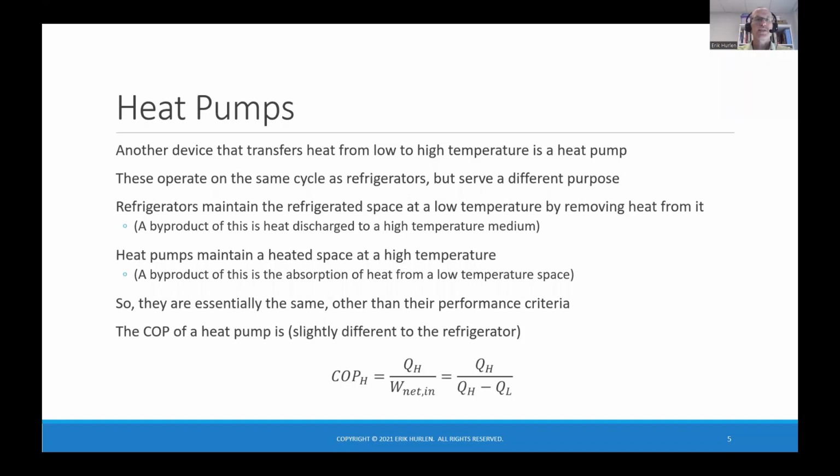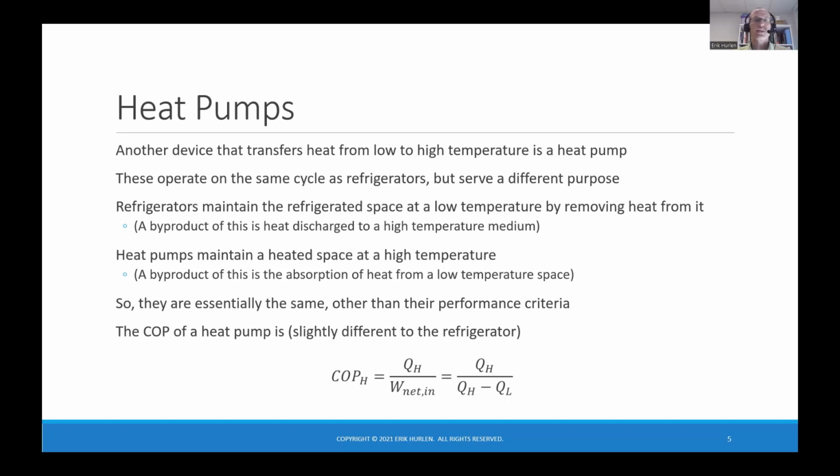A very similar device to a refrigerator is a heat pump. These also transfer heat from a low temperature reservoir to a hot one, but they serve the opposite purpose. Here we are trying to heat up the hot space associated with the hot temperature reservoir. In this case, energy is taken in by the low temperature reservoir as well as work into a compressor. So this is essentially exactly the same situation as we just saw for the refrigerator. The only difference is in what we are trying to accomplish. Rather than cooling down a cold area, we are heating up a hot space.